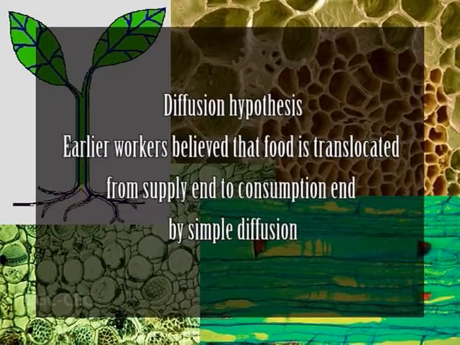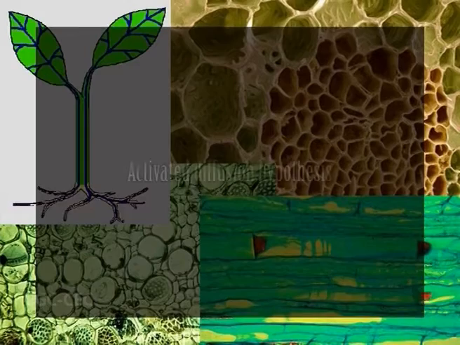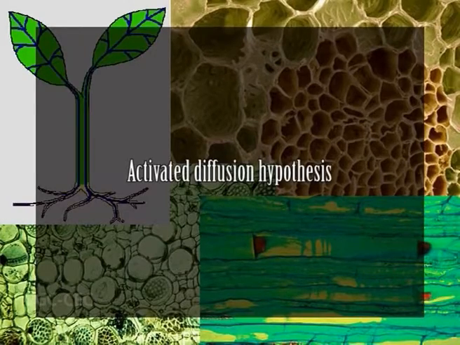Some of them are the diffusion hypothesis. Earlier workers believed that food is translocated from the supply end to the consumption end by simple diffusion. This theory is not universally accepted because the rate of translocation in phloem is much higher than could actually be achieved by simple diffusion, and the translocation rate is affected if the supply of oxygen is stopped or when the tissue is poisoned. Now, activated diffusion hypothesis.